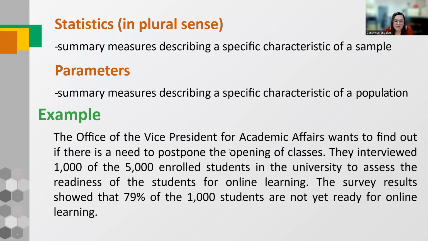The Office of the Vice President for Academic Affairs wants to find out if there is a need to postpone the opening of classes. They interviewed 1,000 of the 5,000 enrolled students in the university to assess the readiness of the students for online learning. The survey results showed that 79% of the 1,000 students are not yet ready for online learning. So what is this 79% of the 1,000 students? Is it a statistic or a parameter?